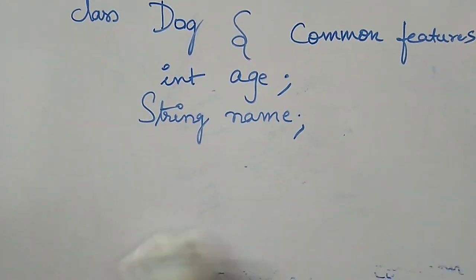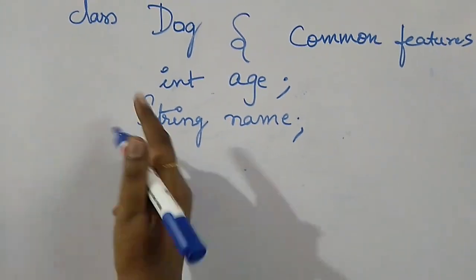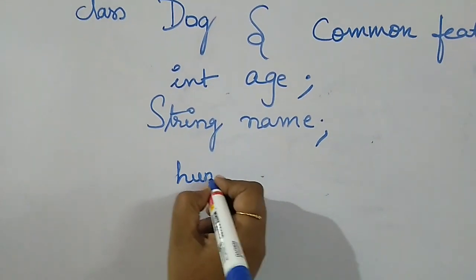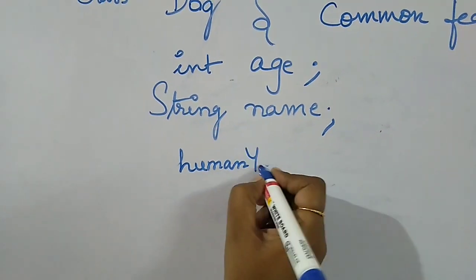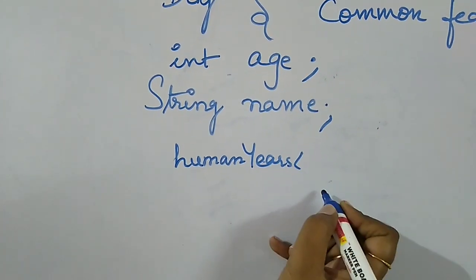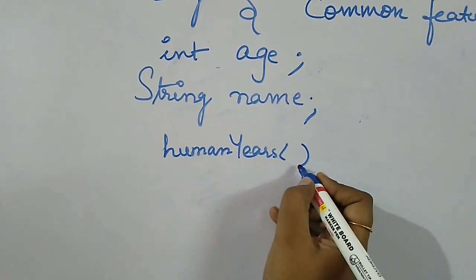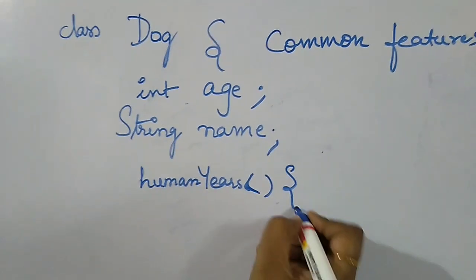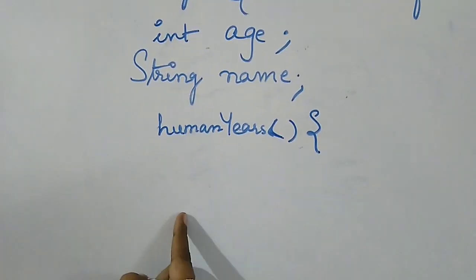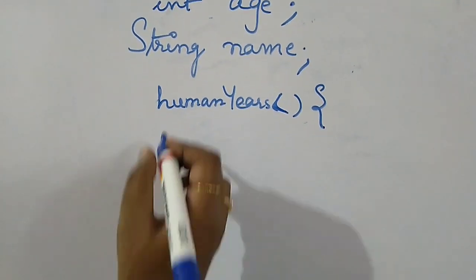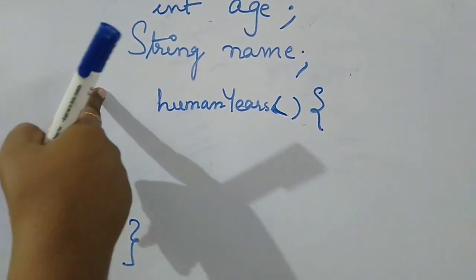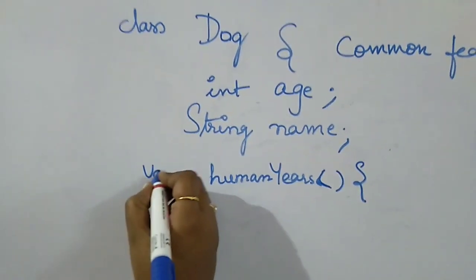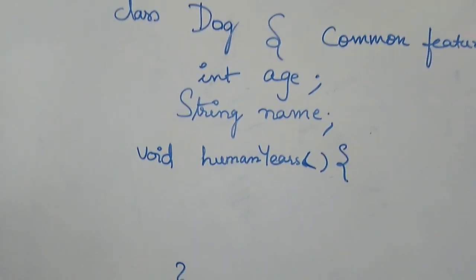And what else do we have? We have one method, which is the conversion of the dog age into human years. So this is the method. This method is not taking any arguments, so I am just using parentheses, then an open bracket, the body of the method, and the close bracket. And this method should have a return type. It is not returning anything, so I am just writing void.